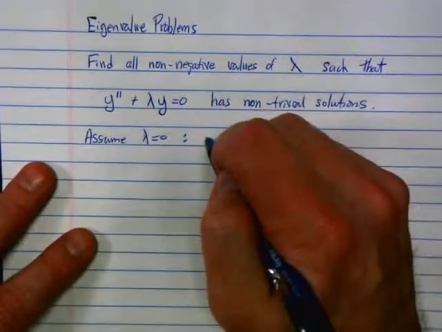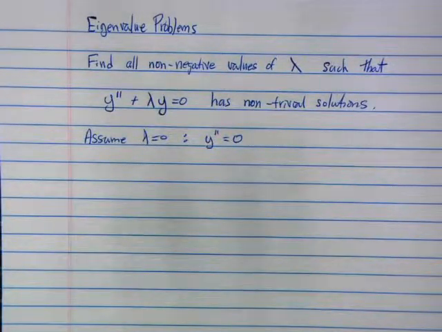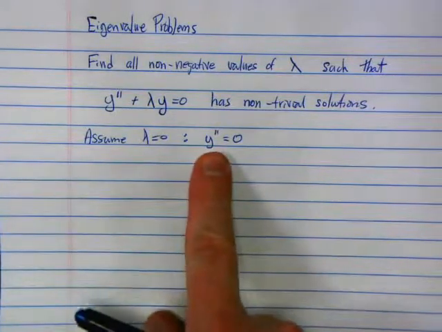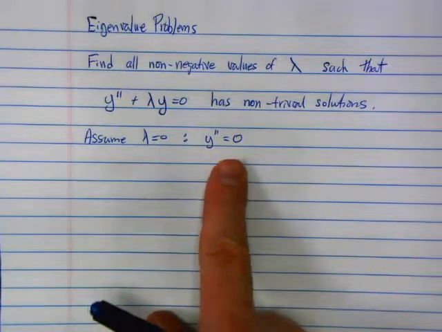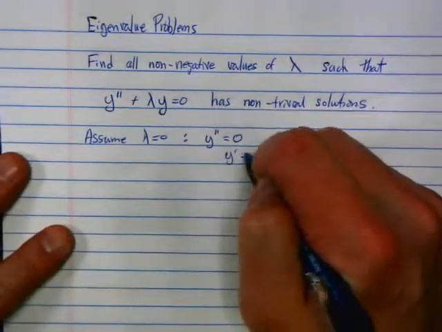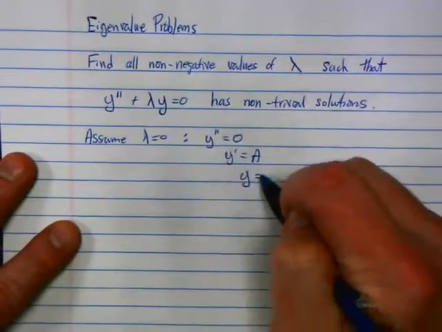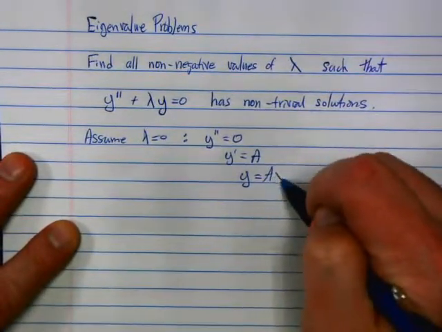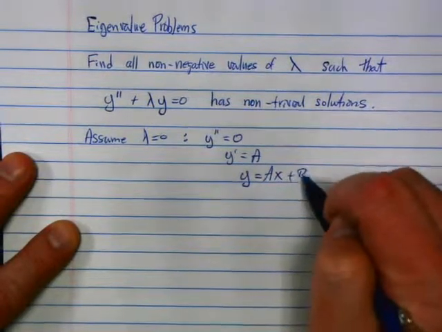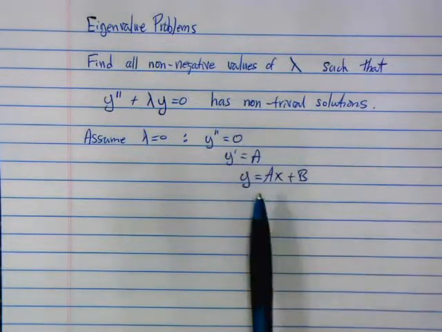Well, if lambda equals 0, we have y double prime equals 0. How do you get y all by itself if you have y double prime equals 0? Take the integral. So y prime would be some number, let's call it a. And then I integrate again, y would be ax plus b. I'm going to go in alphabetical order. You can use c if you wish. If y double prime is 0, then y has to be a linear function.